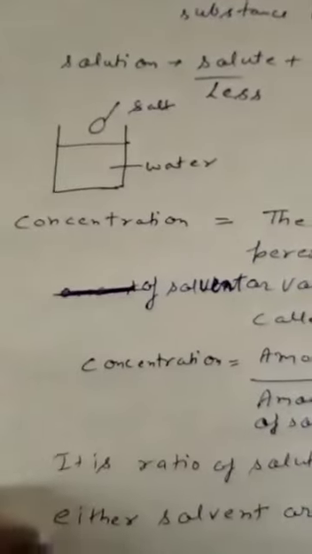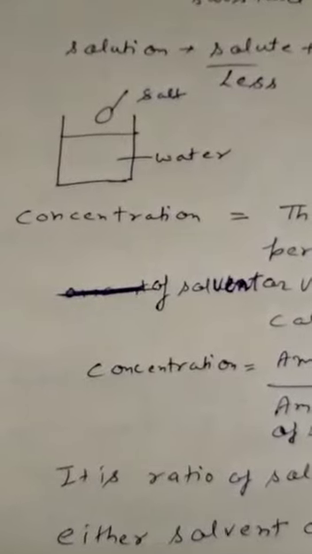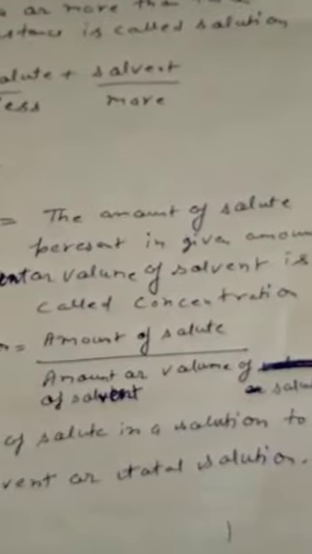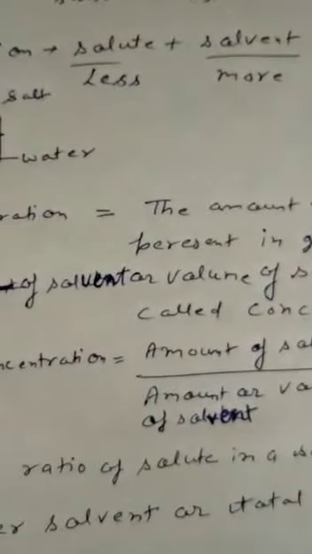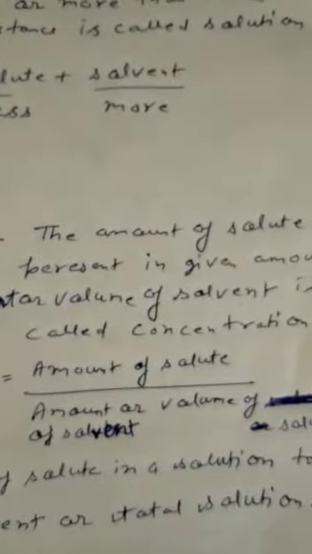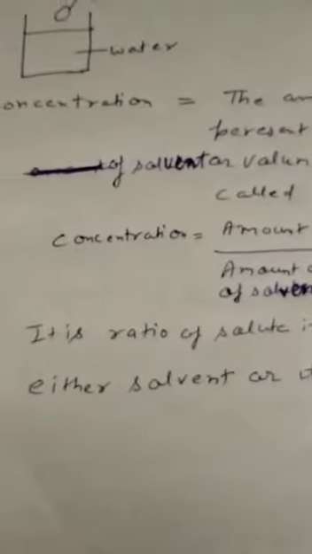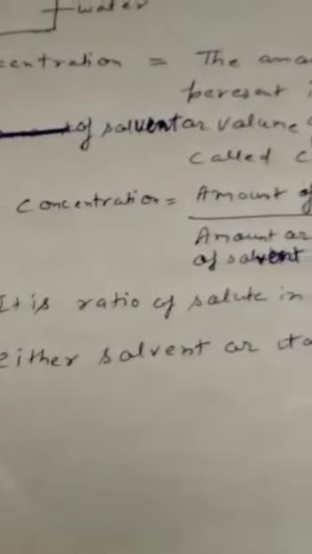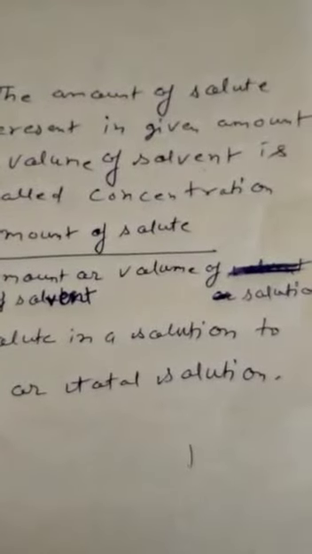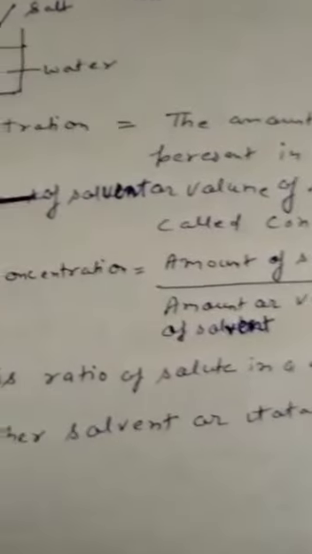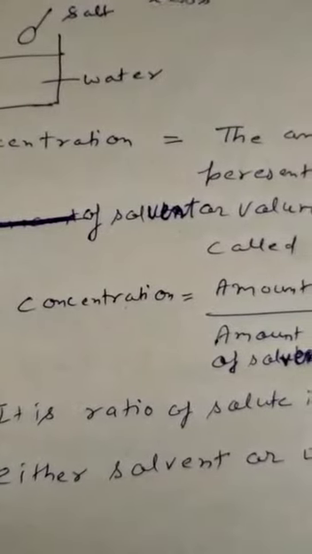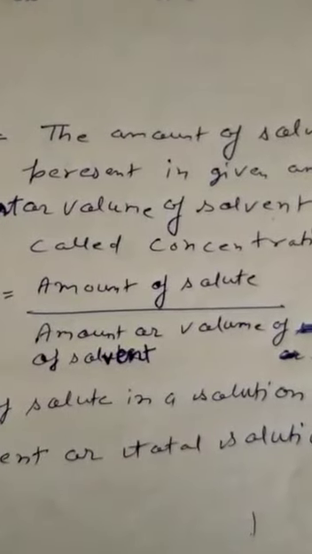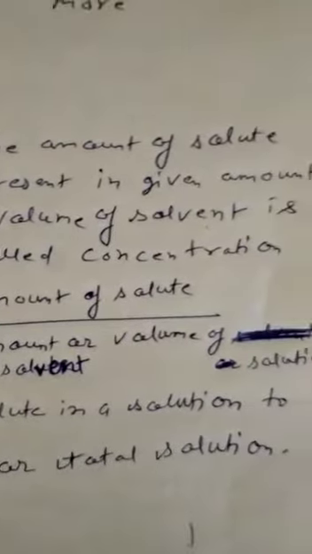Next thing, concentration or concentration of solution. It may be defined as the amount of solute which is present in given amount of solvent or volume of solvent. It is the ratio of solute in a solution to either solvent or total solution or volume of solution. So the concentration can be expressed as amount of solute divided by amount of solvent or volume of solution.